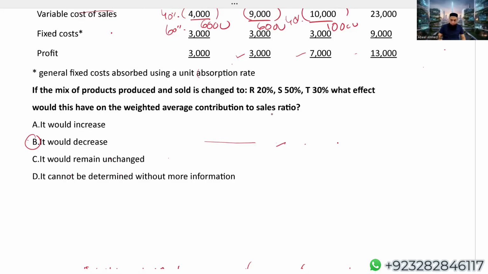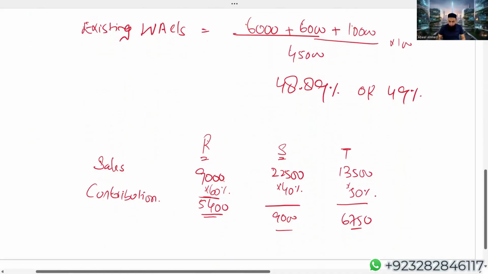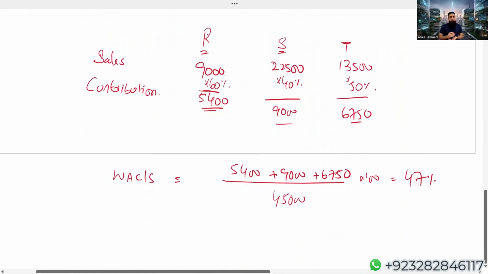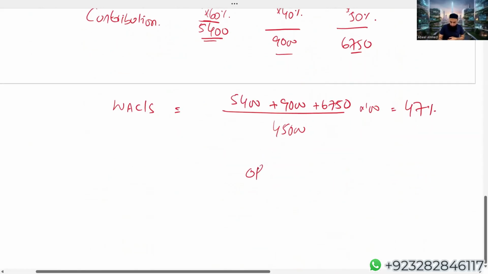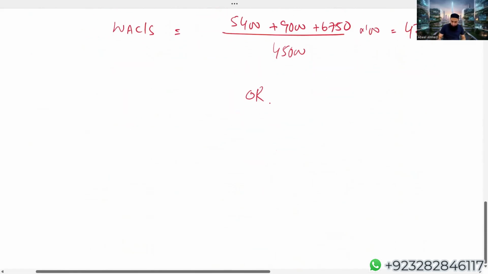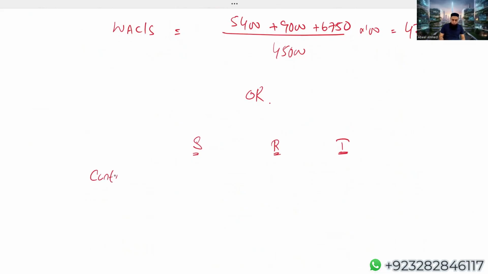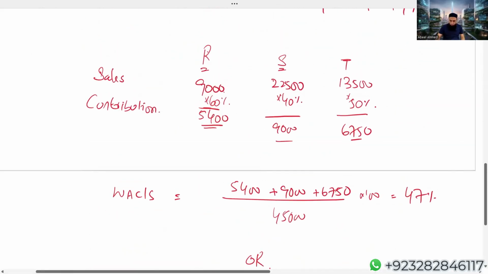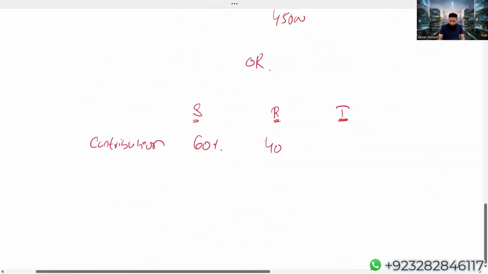Okay. Now, someone does not want to calculate by using the formula which we have used. Simply, we have taken all the contributions divided by total sales. There is one more way to calculate this. Let me show you. Basically, products we have R, S, T. Individual products' contribution: S is 60%, R is 40%, and T is 50%.